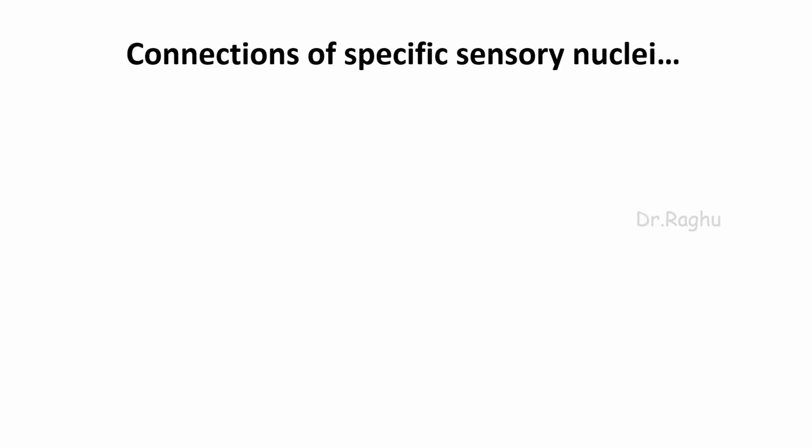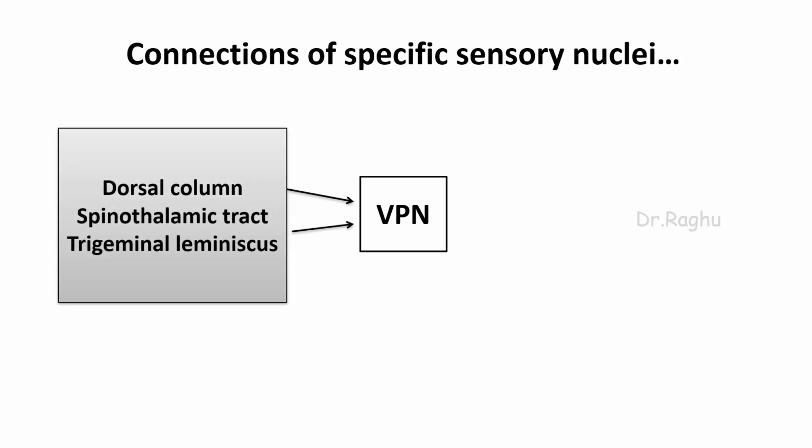Fine. Next we have what is called the ventral posterior nucleus. Here, for the sake of simplification, I am not dividing the ventral posterior nucleus again into ventral posterior medial and ventral posterior lateral. So the ventral posterior nucleus is going to receive the inputs from the dorsal column. If you have read the ascending tracts, then you will understand this, from the spinothalamic tract and also from the trigeminal lemniscus.